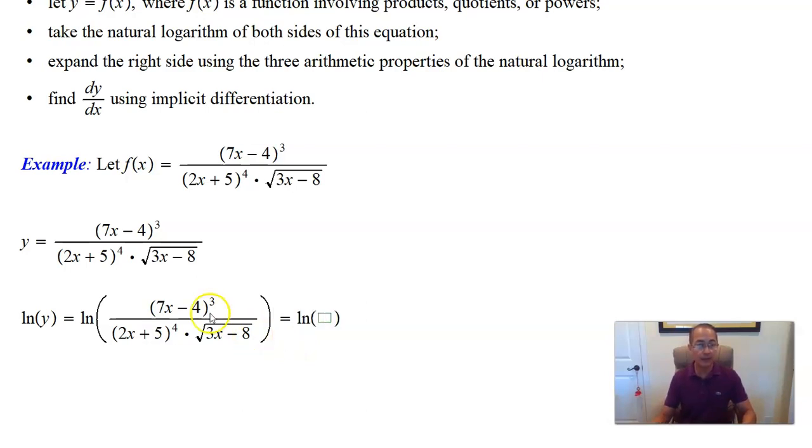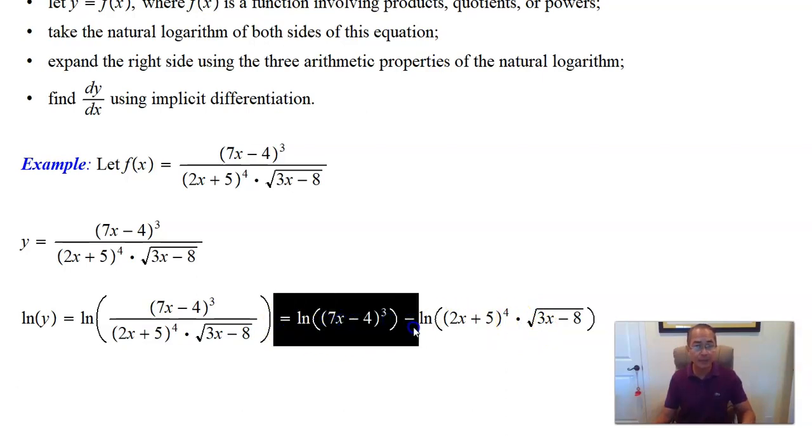So this is the ln of 7x minus 4 to the 3rd power, minus the ln of the denominator. Thank goodness for cut and paste, right? There we go. By the way, we are assuming that all the factors in this expression are positive. So now we can apply the power rule over here. That's nice. And we can apply the product rule over here first. So I'm going to copy this part.